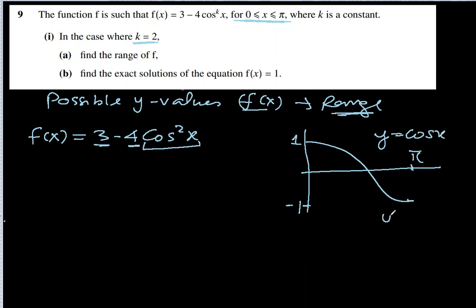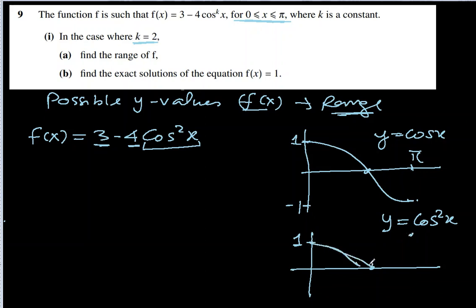However, if we want y equal to cos square x, which will decide our range, it will be different. What is the square of 1? 1. What is the square of 0? 0. What is the square of minus 1? Also 1. So basically our graph will be something like this. So the maximum value we can have of cos square is 1. Minimum value we can have is 0. And this will decide our range now.